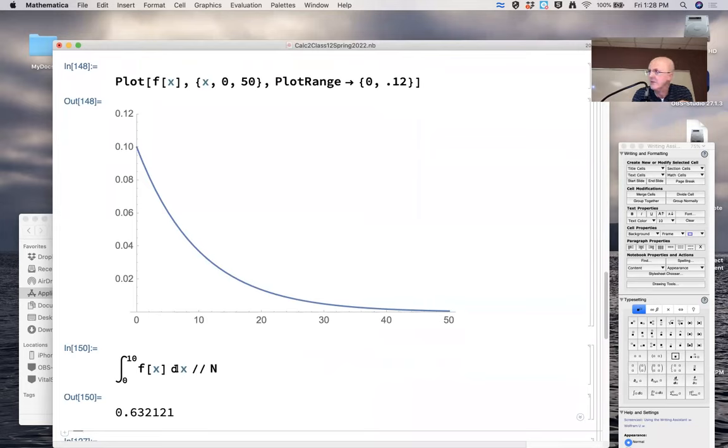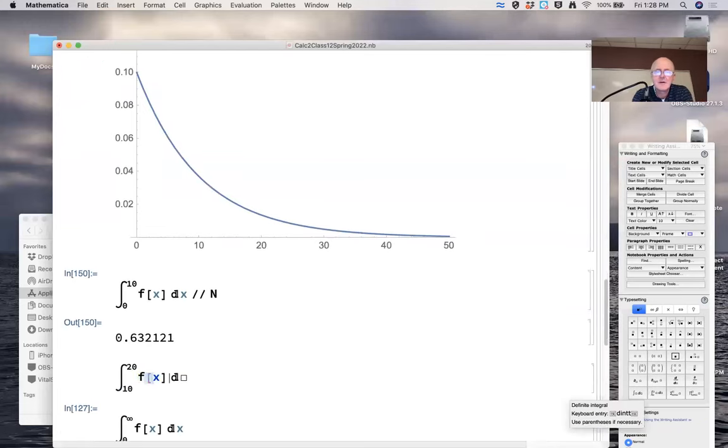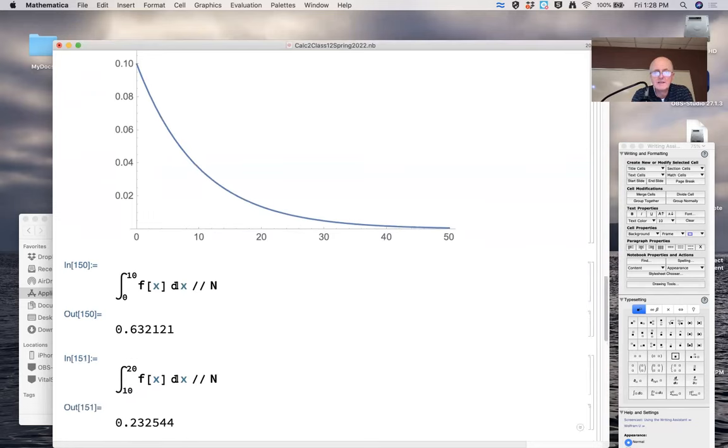It's the area under the graph, right? Because it's an integral. If I integrate from 10 to 20 instead, you can see the area under the graph from 10 to 20 is smaller. I'm going to get a smaller answer. That's a smaller probability of lasting between 10 and 20.